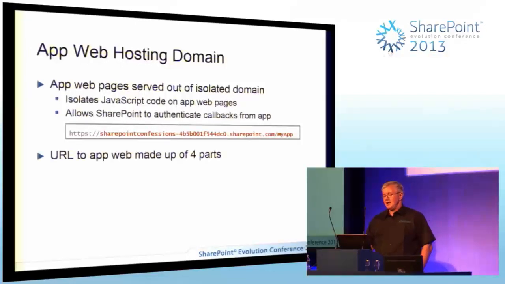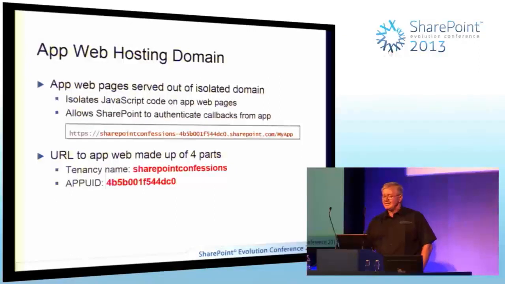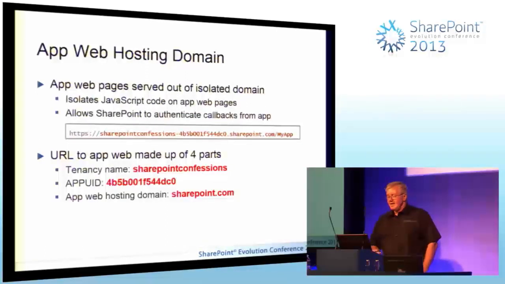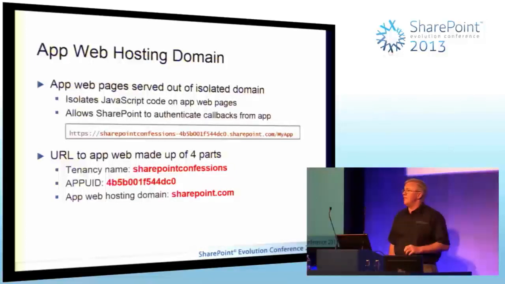Now, what are the pieces there? There are 4 parts. The first part is the name of your tenancy. Mine is SharePoint Confessions, and I have quite a few. The second one is the app unique identifier, and that's basically something that's created on the fly. The next thing is the app web hosting domain, which is going to be specific and standard across an entire farm. And so up in the Office 365 environment, that's always going to be SharePoint.com.